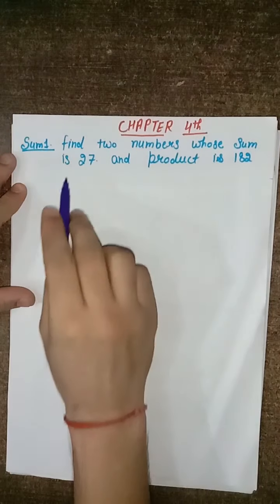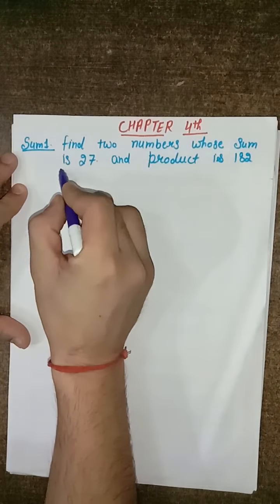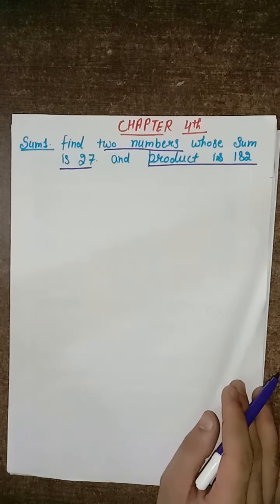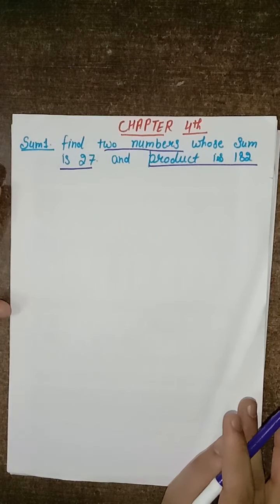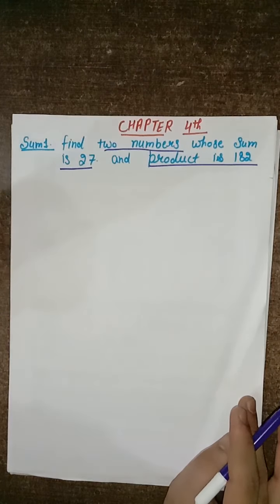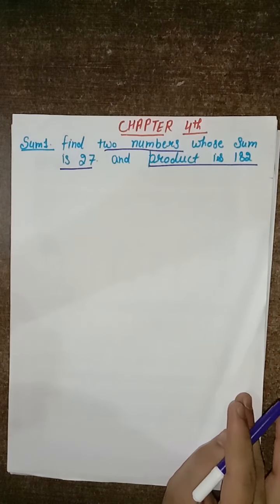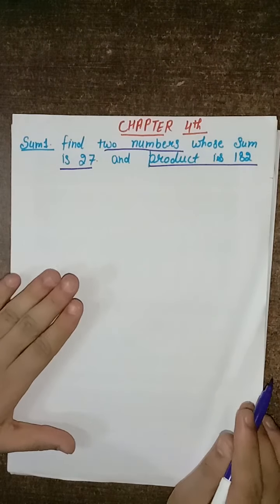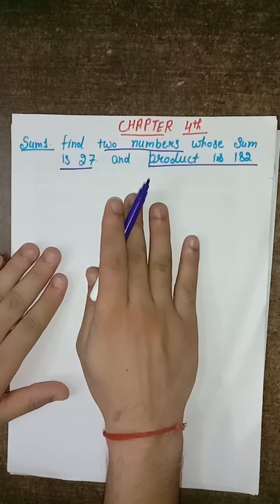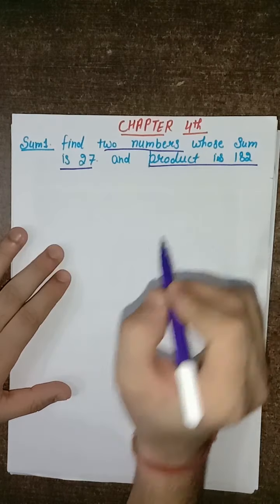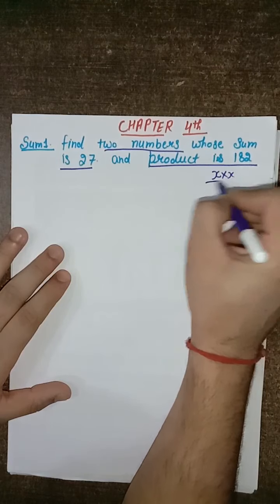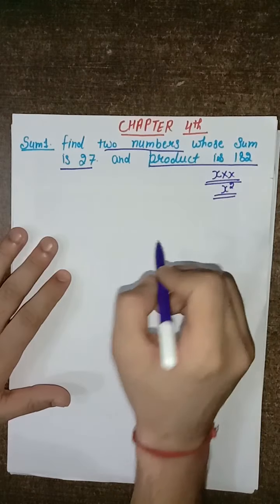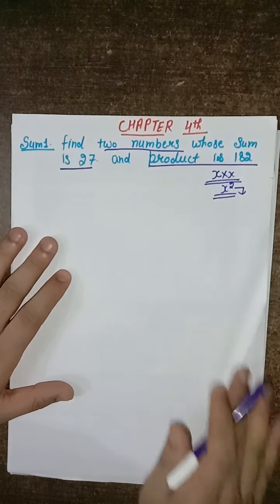My sum is: find two numbers whose sum is 27 and product is 182. Our first question arises here: how can we find whether the question is from a linear pair of equations or from a quadratic equation? My answer is very simple: to make a quadratic equation, two variables should be multiplied. If two variables are multiplied, then their degree will be 2, and if the degree is 2, it will convert into a quadratic equation.